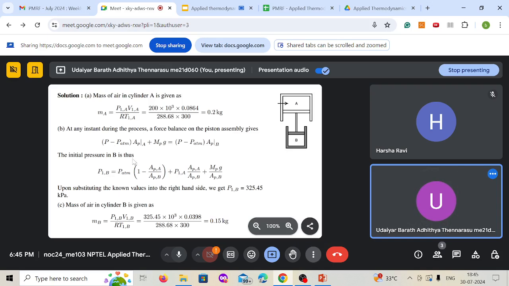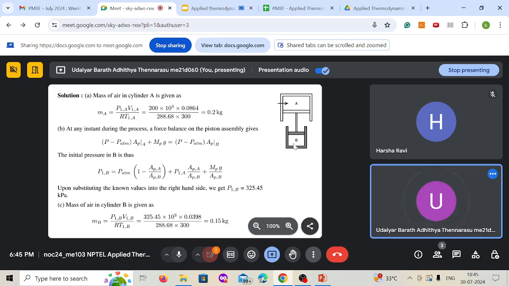Substituting the values, we can find the initial pressure in B. The expression will be like this: P atmosphere times 1 minus the cross-sectional area of cylinder A divided by the cross-sectional area of B, plus the initial pressure in cylinder A times the cross-sectional area of A divided by the cross-sectional area of B, plus the piston weight divided by the cross-sectional area of B. Substituting all values, you will get the initial pressure in cylinder B as 325.45 kilopascal.